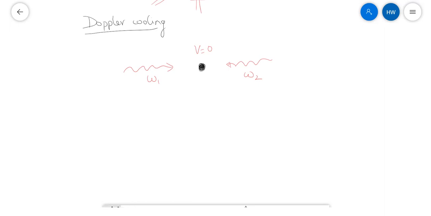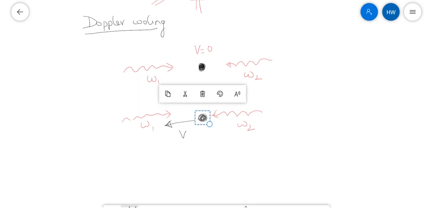On the other hand, what I really want by design is that if the velocity of my atom was in this direction, so this is my velocity v, and again, I have the same situation. I have omega 1 coming from this direction. I have omega 2 coming from that direction. What I really want is that this atom should interact with this photon on the left more than the photon on the right.